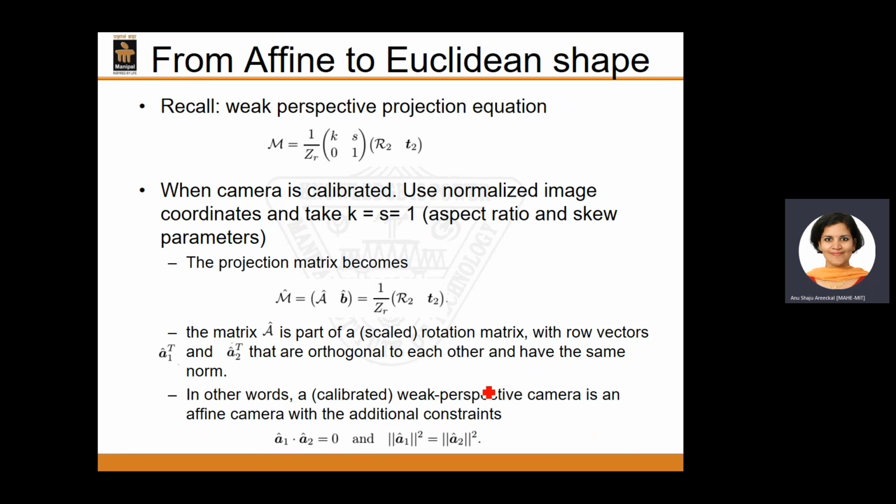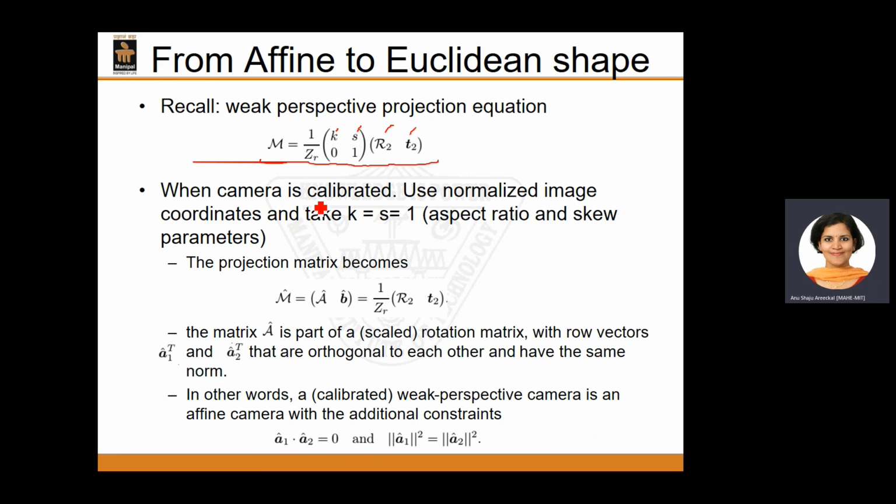So here we can write, in the case of weak perspective projection, a general equation as m is equal to 1 by z, (k, s, 0, 1), (r2, t2), right? So here R and T stand for the rotation and translation, which are the extrinsic parameters. K and S are basically the aspect ratio and the skew parameters, which are the intrinsic parameters, right?